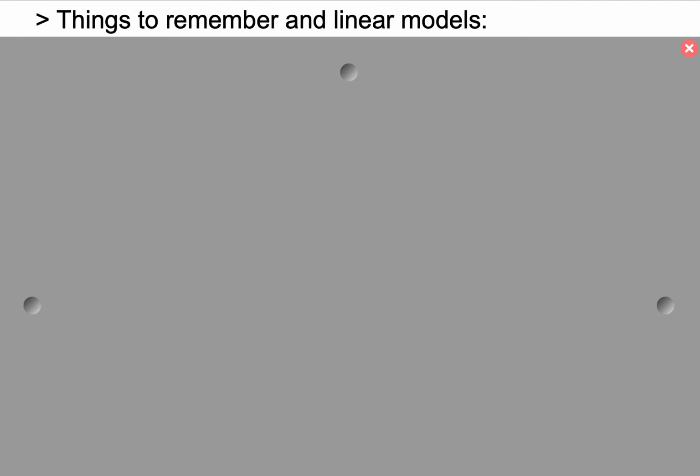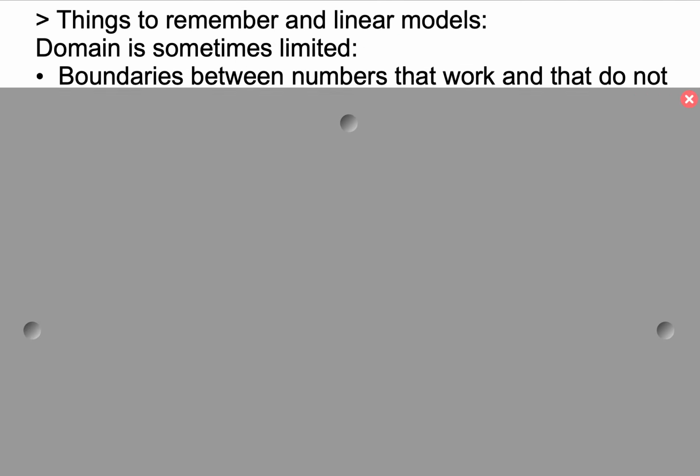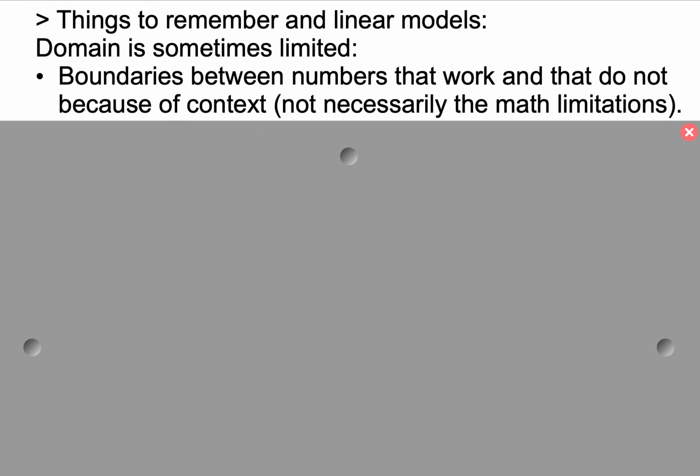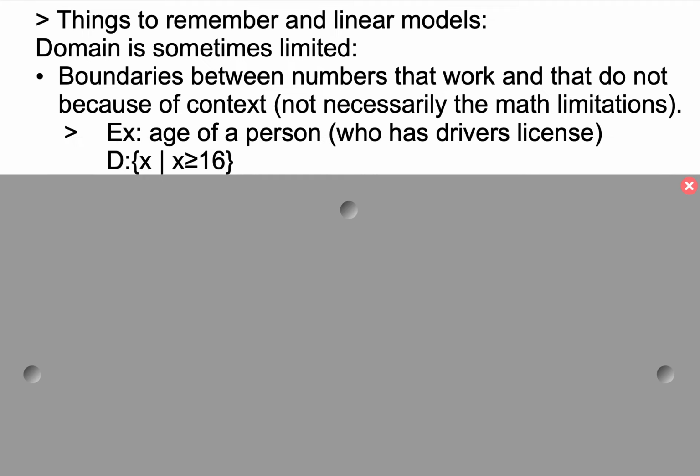Some things to remember about linear models is that the domain is sometimes limited. You can have boundaries between numbers that work and that do not work because of context, and not necessarily because of the math limitations. A lot of times you can calculate those things, but they won't have any real-world meaning. For example, I could have a domain that is the age of a person who has a driver's license, and that would only include people with an age of 16 or greater. It may be that if I have a function, I could plug in 15 or 14 or 13 into the equation and figure out a number, but it wouldn't make any sense because it's not even in the domain.